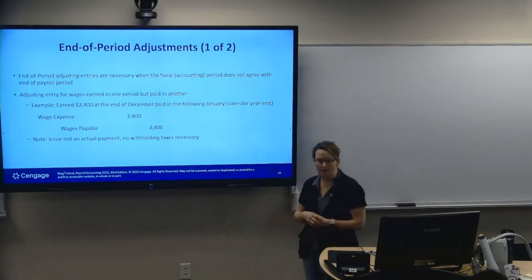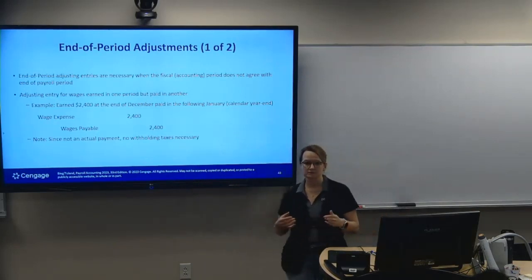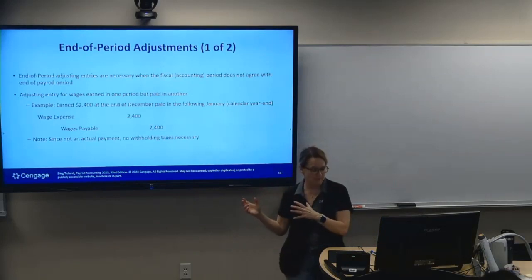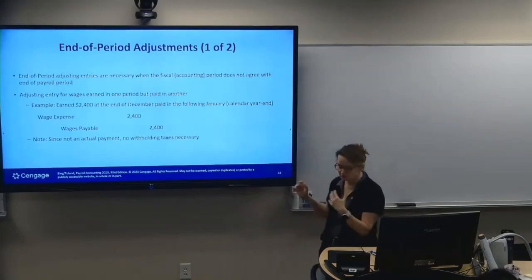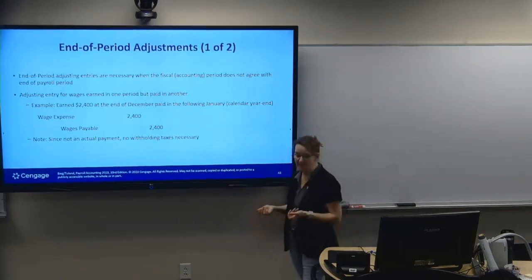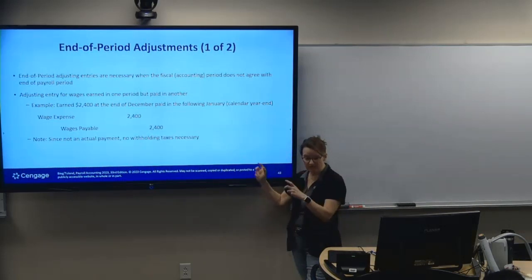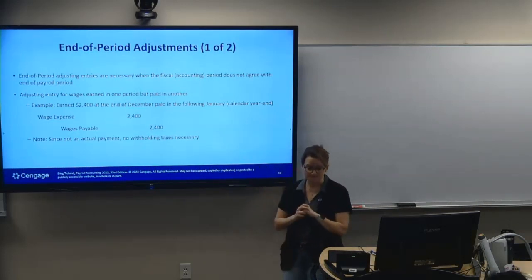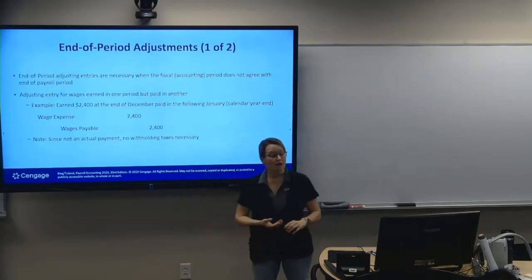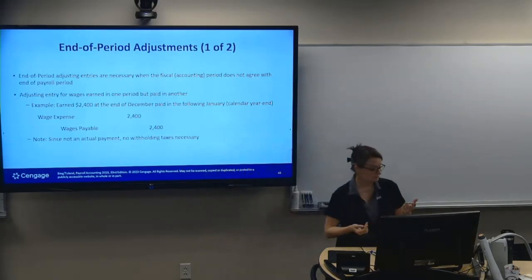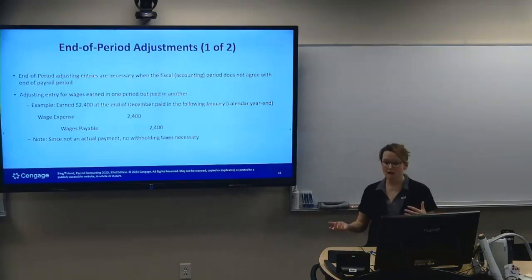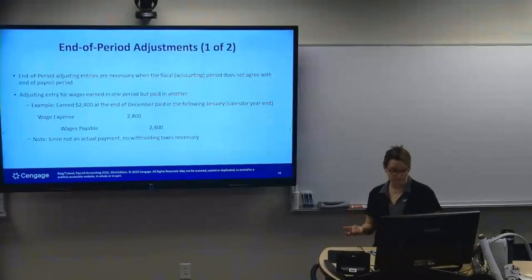And we talked a little bit on Tuesday about how these aren't the only end of period adjustments that happen in accounting, right? We've got depreciation adjustments that need to happen. We've got adjustments for prepaid expenses that need to happen. This is just another set of adjustments that have to happen, and they relate to payroll. So the payroll cycle does not always, in fact, oftentimes does not match with the accounting cycle.